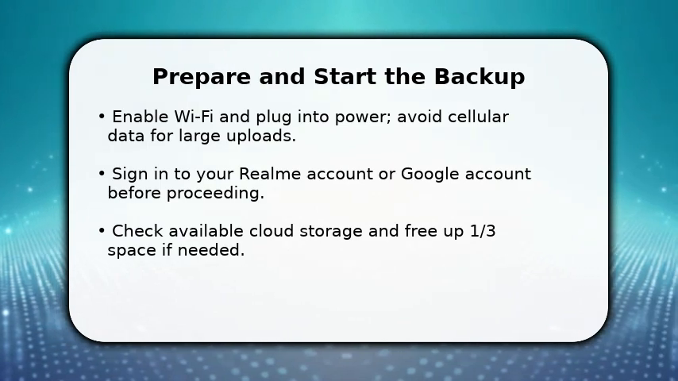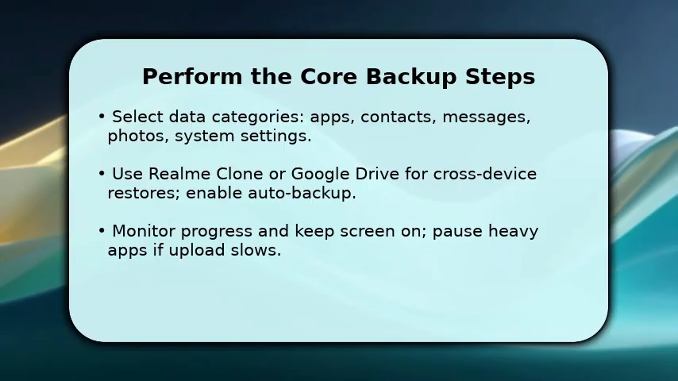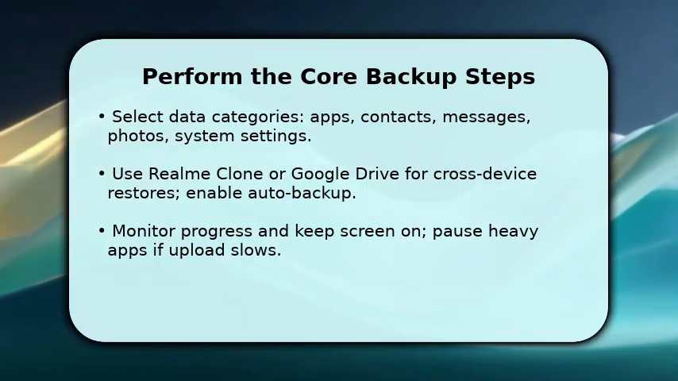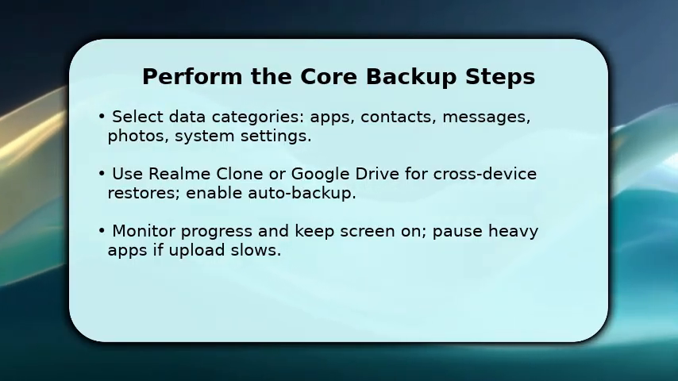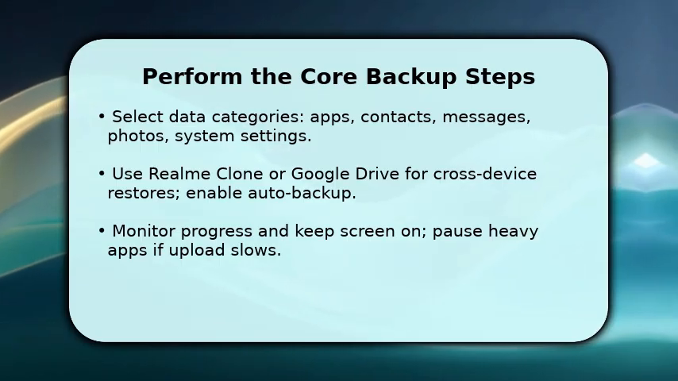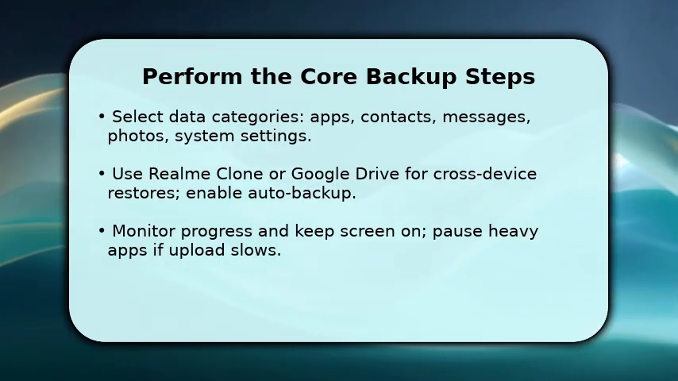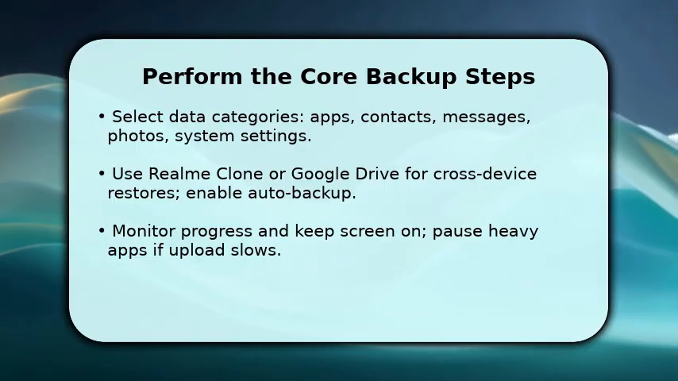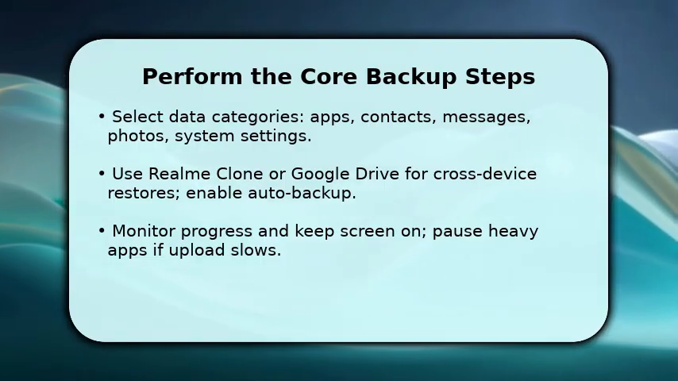Once the initial backup starts, focus on categories: apps, messages, photos, and system settings. You want a full restore later. Use Realme's built-in backup for firmware-aware settings or Google Drive for cross-brand restores. Enable automatic scheduled backups to avoid manual repeats.